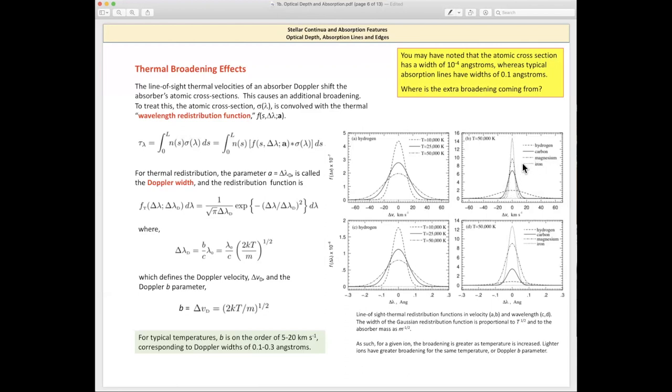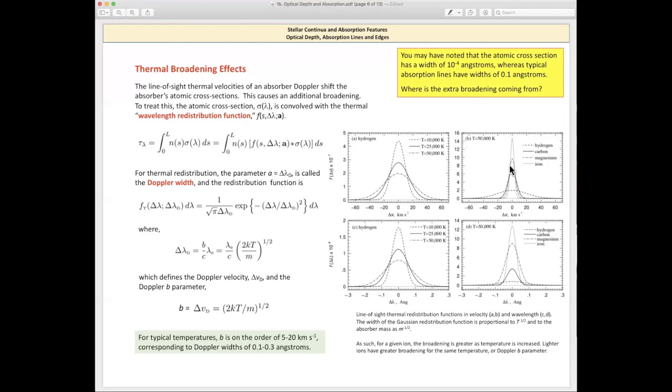Iron has, I think, 56. It's 26 protons, and I think the mass is 56. You can see the dotted line is very narrow. So say you have a gas cloud that's 50,000 degrees. The hydrogens are going to be moving around with speeds of 30 to 40 kilometers per second. But the iron atoms are only going to be moving around on the order of a few kilometers per second, like 5 to 6 kilometers per second.